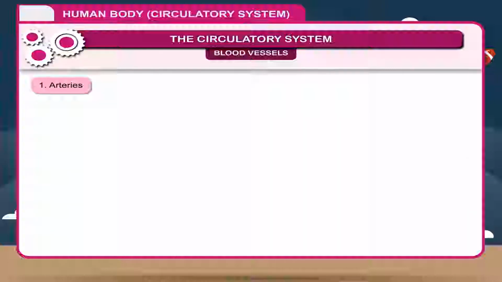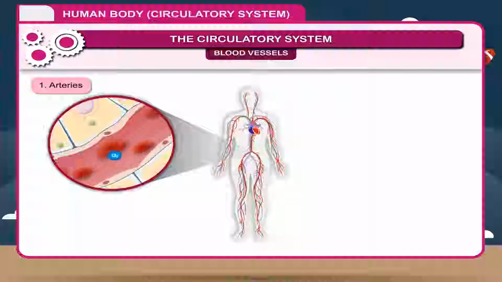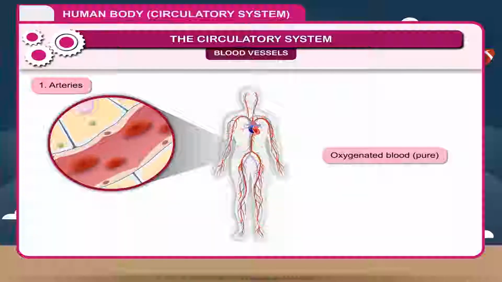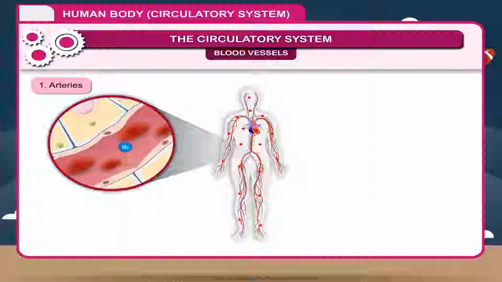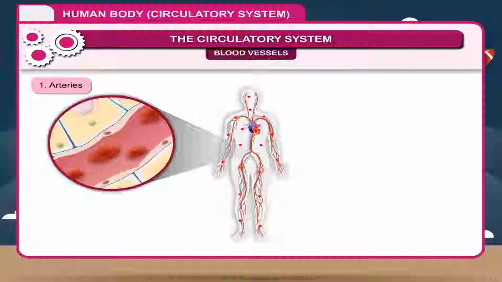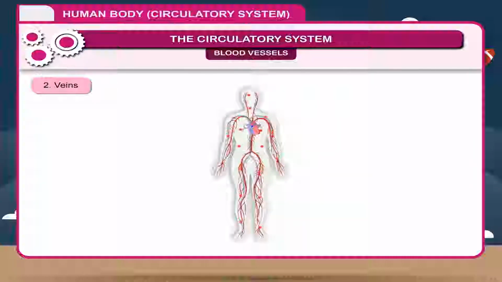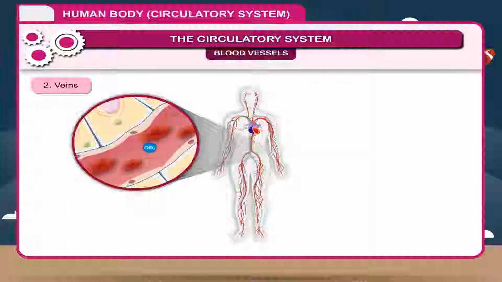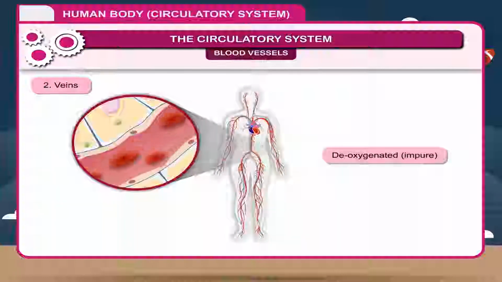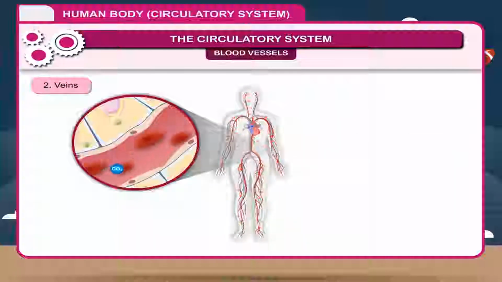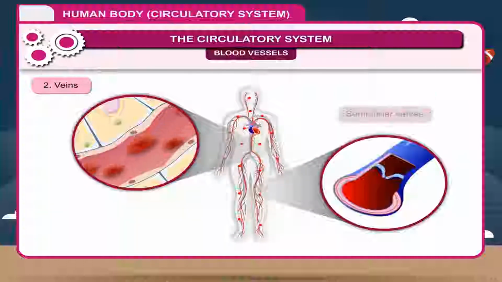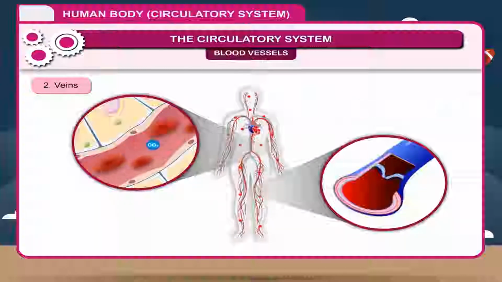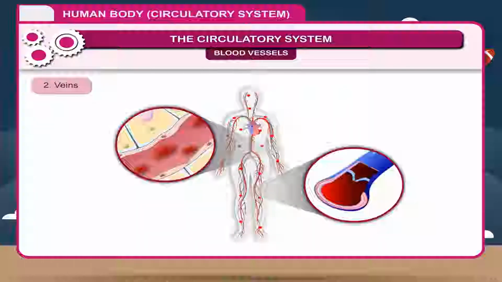1. Arteries. The blood vessels that carry oxygenated, pure blood away from the heart to different parts of the body are called arteries. They are lined with muscles to withstand pressure. 2. Veins. The vessels that carry deoxygenated, impure blood from different parts of the body to the heart are called veins. They contain semilunar valves, which prevent backward flow of the blood.